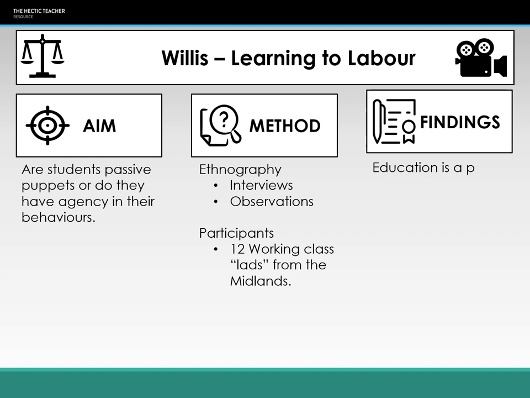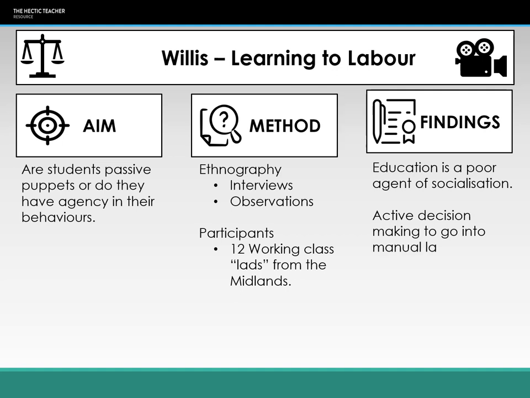But what he found was that in terms of hidden curriculum and in terms of the function of the education system as an agency of socialization, it's actually not very good at that. School and education is not very good at passing on norms and values of society and creating that value consensus. And in actual fact, students and young people make an active decision about their future. And in this case, the 12 working class lads had made an active decision that they wanted to go into manual labour. They wanted to follow their family traits, their family traditions.